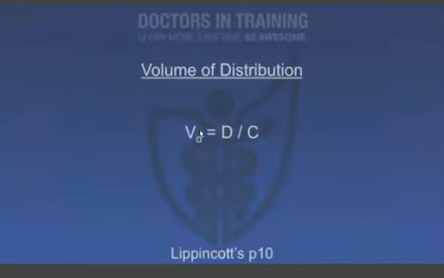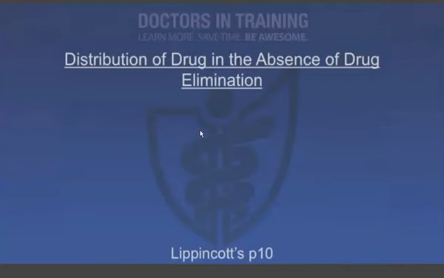It's volume of distribution equals amount of drug divided by the concentration, or V sub D equals D over C. It's a pretty simple formula, but if you can remember that, you're guaranteed to get some questions right on your board exam. We've kind of got this fantasyland situation where the drug is administered, but it's never eliminated.